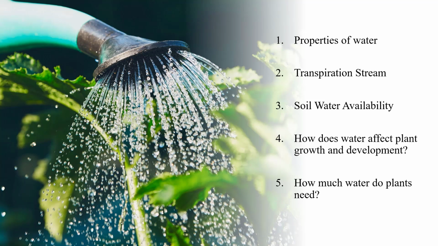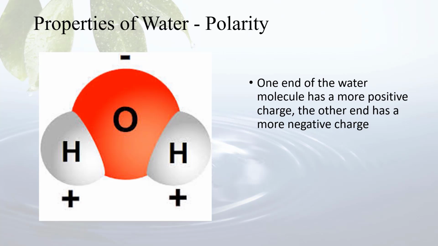We'll briefly discuss soil water availability, right? So we will learn the process by which plants take in water, but then in order for them to take in water, there needs to be water available in the soil. And then after all that, we'll talk a little bit about how water affects plant growth and development, right, at different stages of our plant. And then lastly, we'll have a slight talk on how much water our plants actually need. So let's get into some of our properties of water.